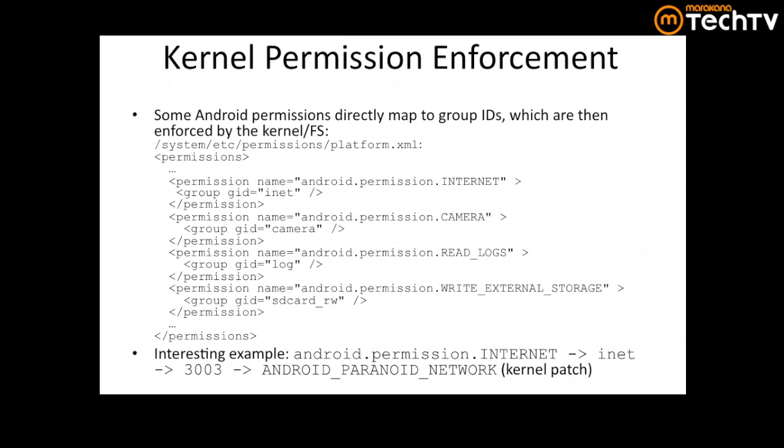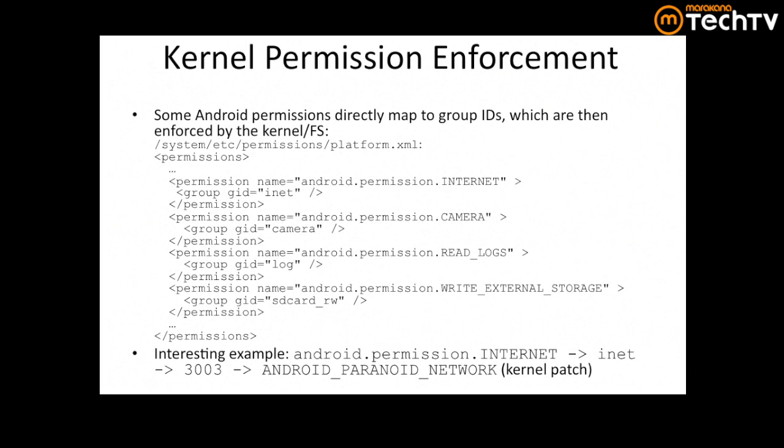So what is that? Essentially, think of it as an if statement around the IP stack, the network stack, that says, does the calling process belong to group 3003? Why that group? That's something they came up with. They call it the INET group. If the process does not belong to that group, it doesn't get access to the internet. It fails.